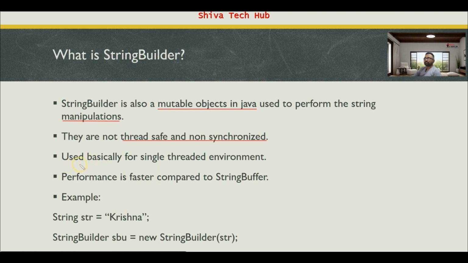Now, StringBuilder is used for a single-threaded environment, whereas StringBuffer is used for a multi-threaded environment, and its performance is faster. It is faster than StringBuffer as well as String. Now let us understand how we can declare a string by using StringBuilder. The syntax is the same, just that in place of StringBuffer, you use the StringBuilder class. Initially you create a variable and store some value, then pass this value into the StringBuilder class. In this way, we can create a string by using the StringBuilder class.